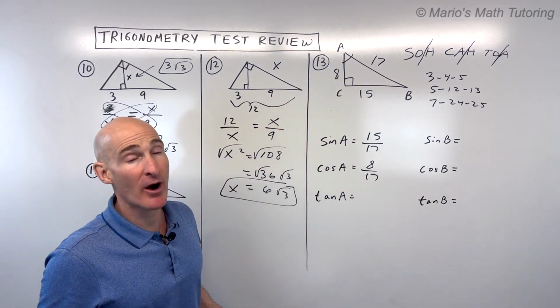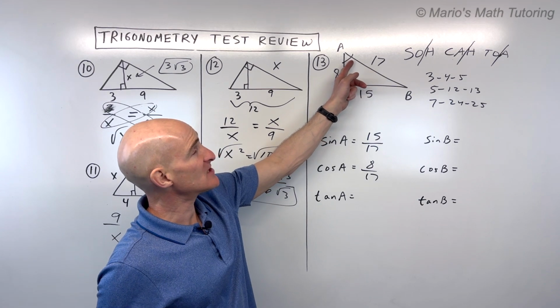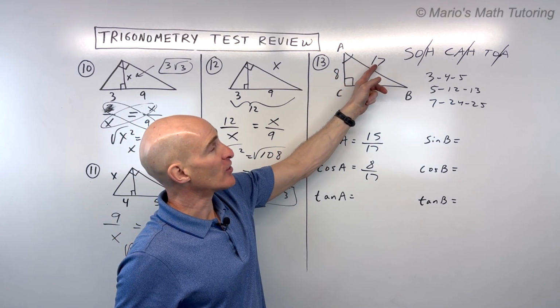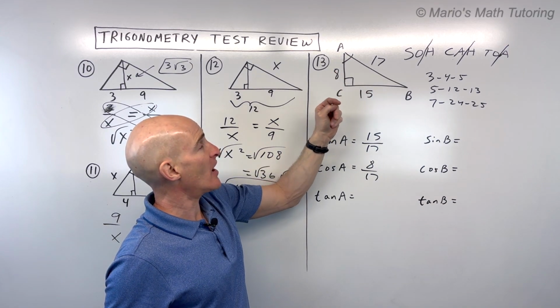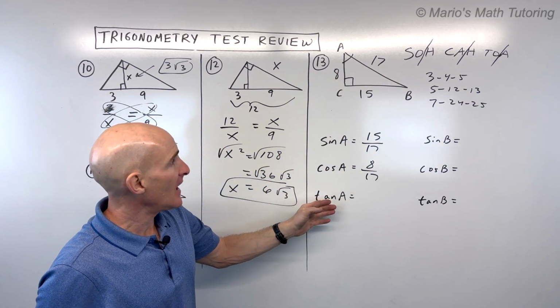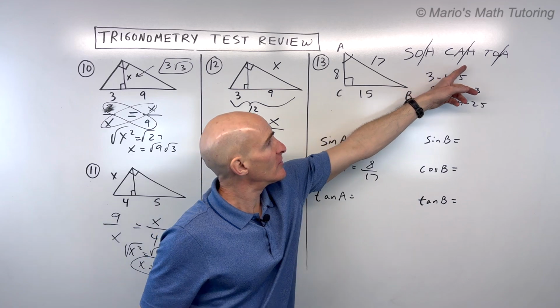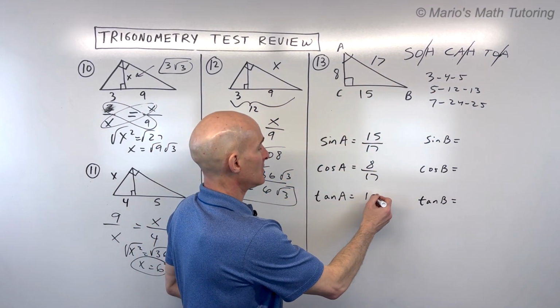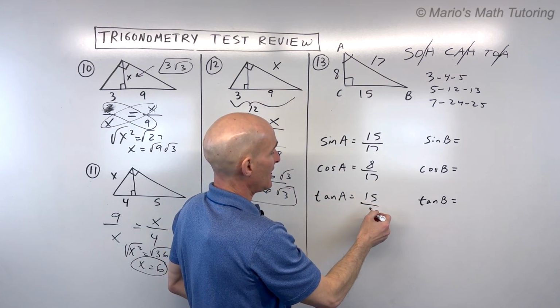Now sometimes people say, Mario, isn't 17 adjacent to this angle? Well, this one's always going to be the hypotenuse, the one across from the right angle. So adjacent is going to be the other one that's next to that angle. And then the tangent is going to be the ratio of the opposite side divided by the adjacent. So opposite, that's across, that's 15, divided by adjacent, that's 8.